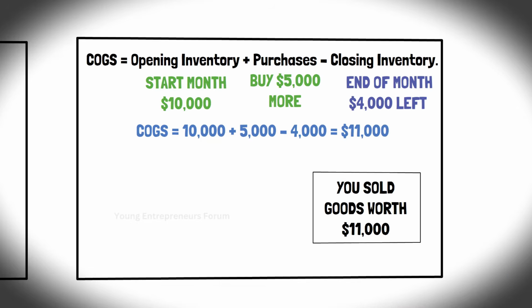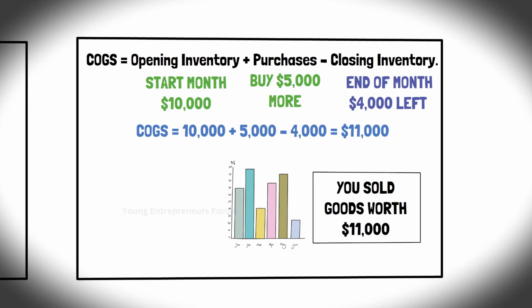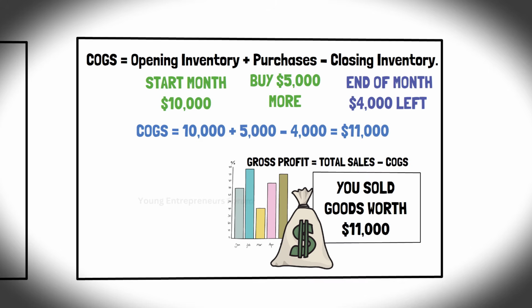It's that simple. Businesses use this calculation monthly or quarterly to find how much they spent to generate sales. Once you have your cost of goods sold, you can subtract it from total sales to find gross profit, which is the foundation for every financial decision.